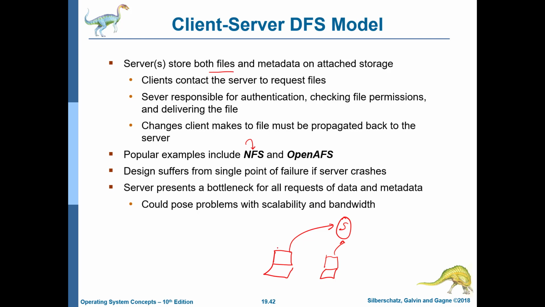But the key point is that NFS typically caches or stores locally chunks of files, whereas AFS stores the entire file. So AFS in a certain sense is more efficient because the entire file is stored, and in a certain sense is less efficient because if the file is very large, then NFS tends to perform better because it does not cache the full file. There is still a single point of failure because if the server crashes, the file is pretty much gone. And the server is also a bottleneck for data and metadata requests. So this does indeed pose problems with both scalability as well as bandwidth.